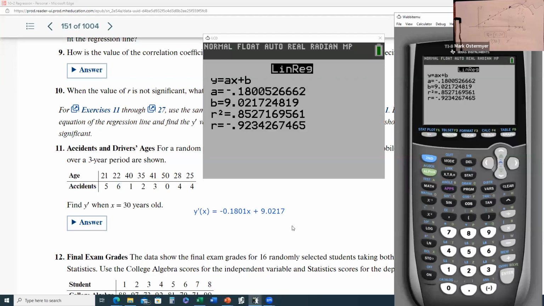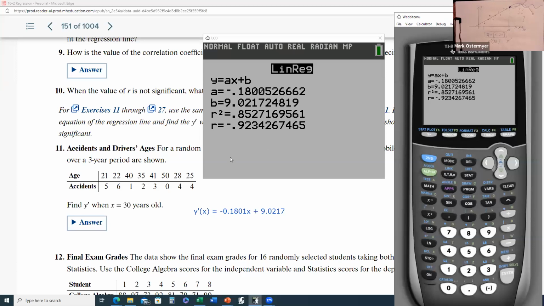We can see that R is negative 0.92, which means that R is very close to -1. So we have a very strong inverse linear relationship between age and number of accidents. That indicates that if one variable goes up in value, the other one goes down and vice versa. As age increases, the experience of driving increases, and the number of accidents tends to go down, and vice versa.